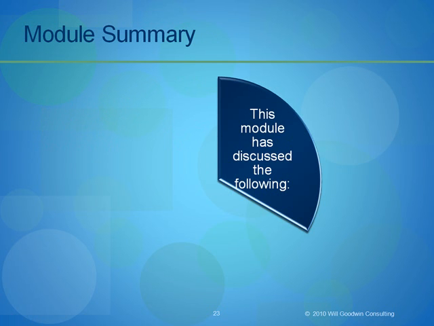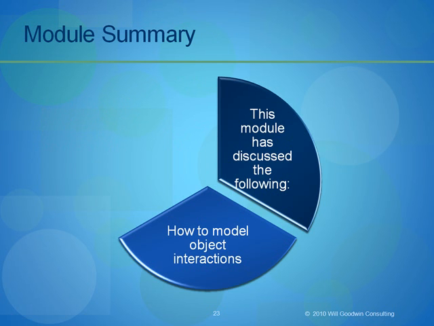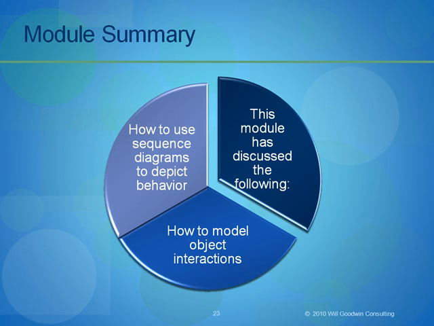So what we've discussed in this module is how we've started to talk about how to model object interactions, a dynamic viewpoint of our system, and how to use sequence diagrams to depict behavior. We have other types of object interaction diagrams, and we'll discuss those in later modules.